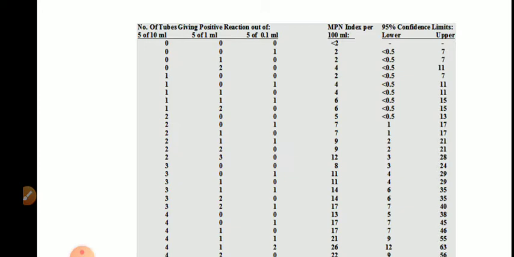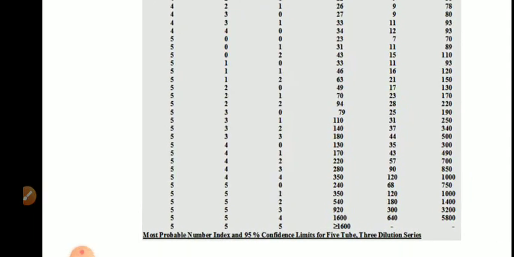Out of the 5, how many are positive? Like 0, 0, 0. None of the 15 is positive. So the count is less than 2. If it is 0, 0, 1, it is 2. If it is 0, 1, 0, again 2, like that. So there are all possibilities given.